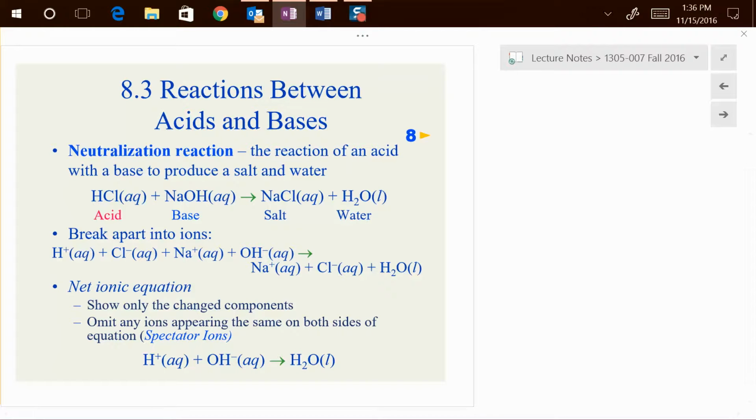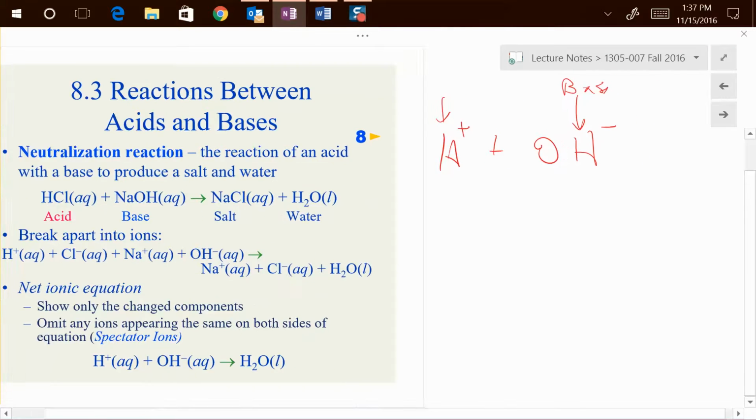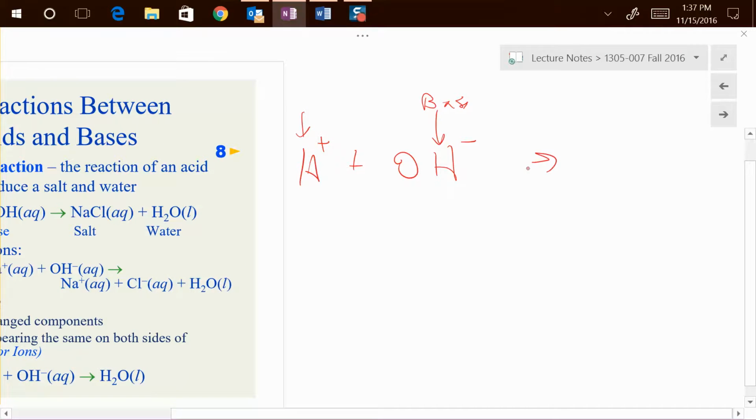Reactions between acids and bases: if you react an acid with a base, they will neutralize one another. Why is that? Because H plus, from the acid, and OH minus, from the base, are going to make H2O, which is neutral. You've reacted them together to form water, which has a pH of 7. It's neutral, so you've neutralized it.